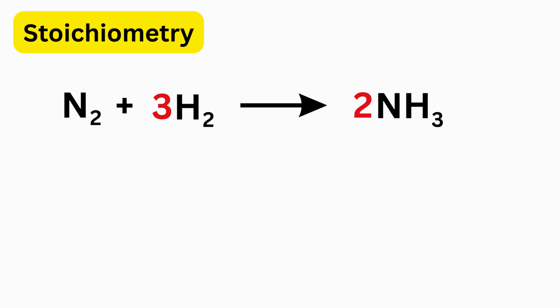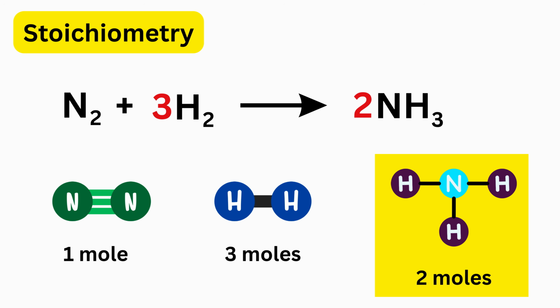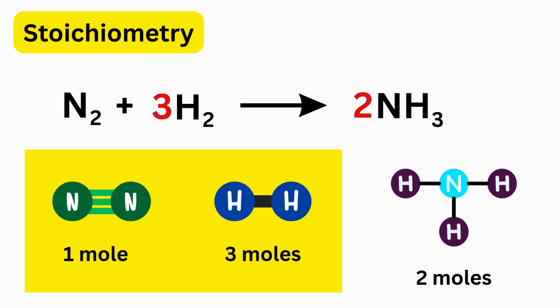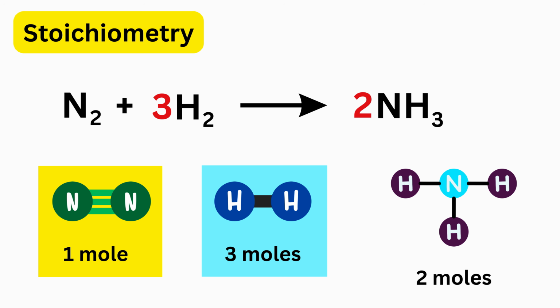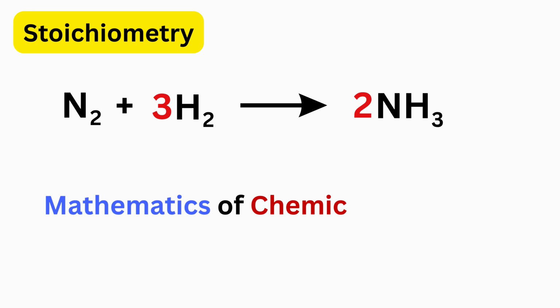Stoichiometry is one of the most important topics in chemistry because it tells us how different substances in a chemical reaction are related to each other quantitatively. In simple words, stoichiometry helps us answer questions like how much product will be formed, how much reactant is needed, or how much of one substance will react with another. It is basically the mathematics of chemical reactions.